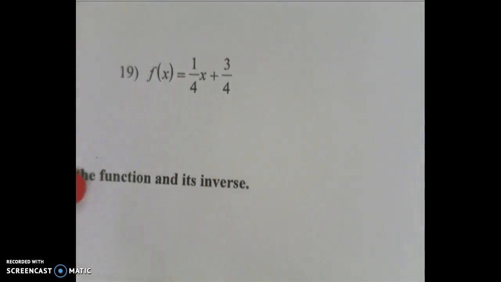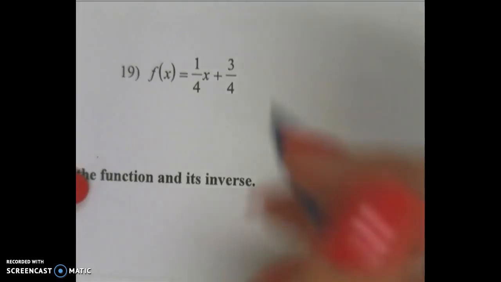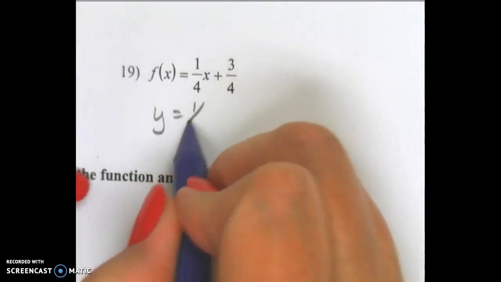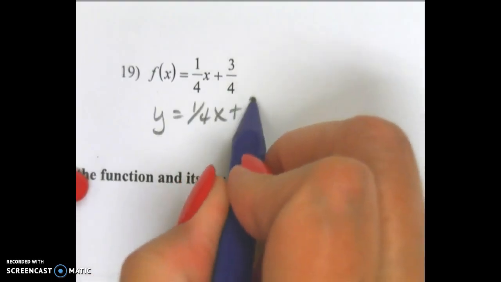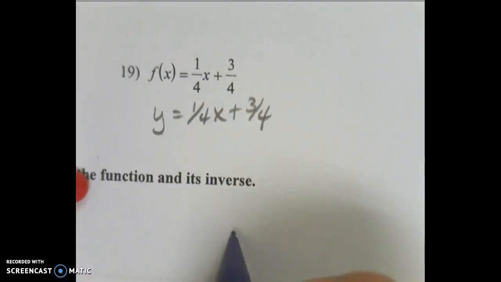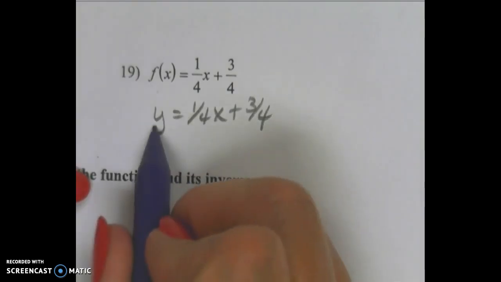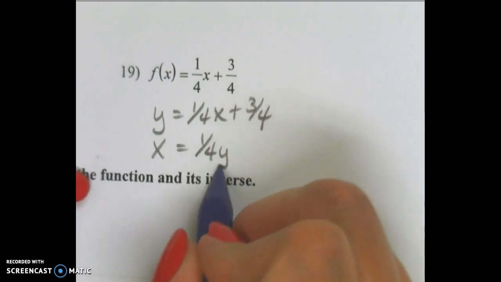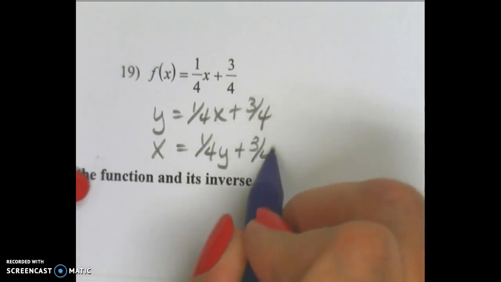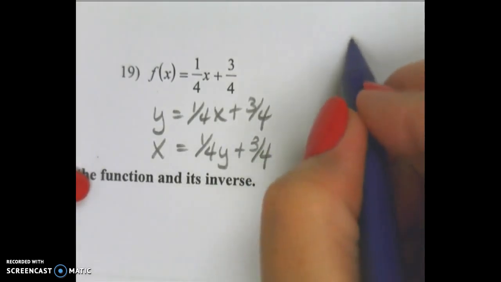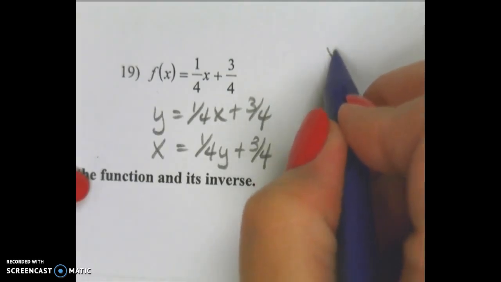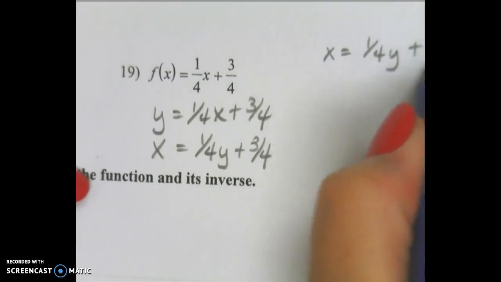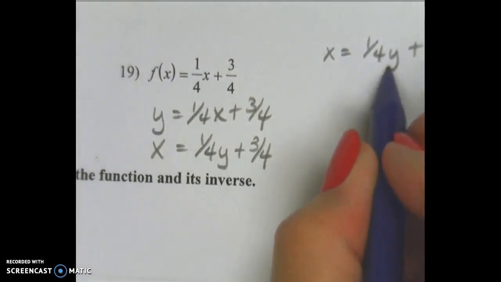Alright, same problem here with number 19. I'm going to change this to y equals 1/4 x plus 3/4. That's step 1. Step 2 is to swap the x and the y. Now I need a little more room, so I'm going to rewrite it up here. X equals 1/4 y plus 3/4. I've got to get the y by itself.